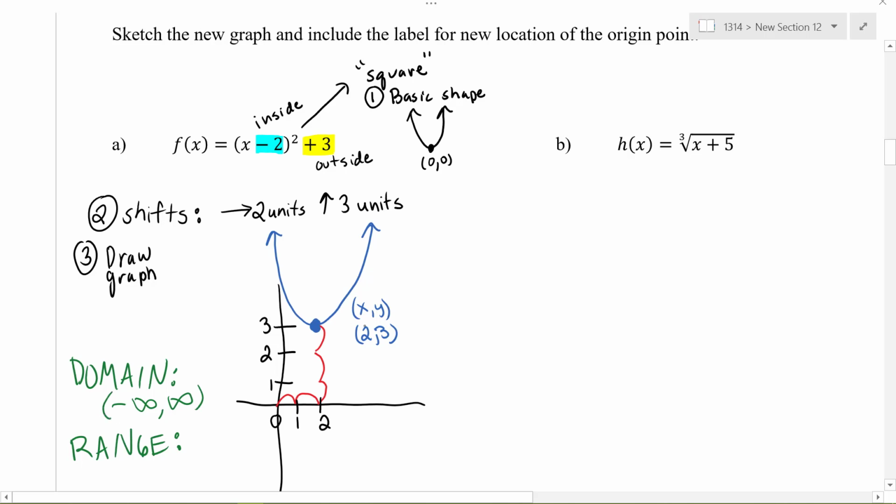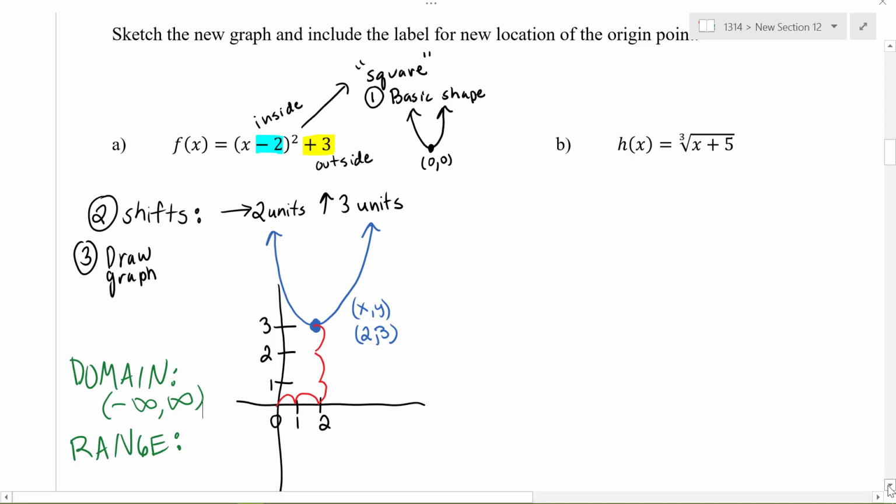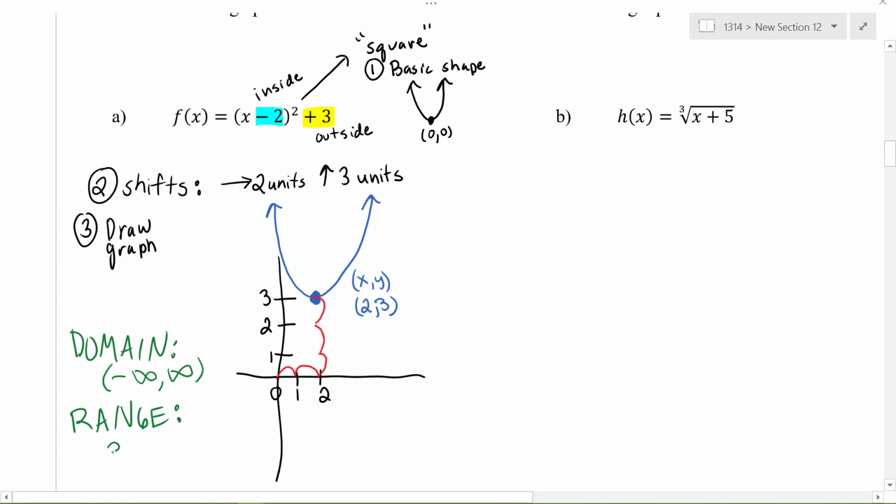For the range, we want to record all the y values from bottom to top. So when I go to the very bottom of the graph, what's the y value there? And that's a 3. And that 3 is included. Remember we said we assume included unless we see an open circle. So 3 is included, so I'm going to put a closed bracket. So the y value of 3 is at the very bottom. We're going to go to the very top. I see arrows, and so that tells me the y values are increasing forever, so positive infinity.